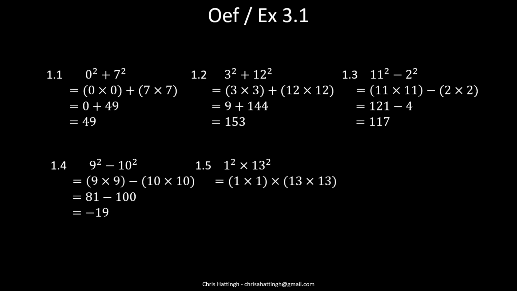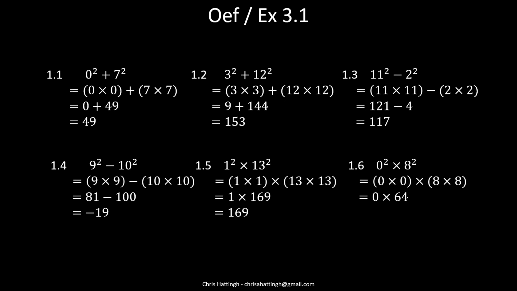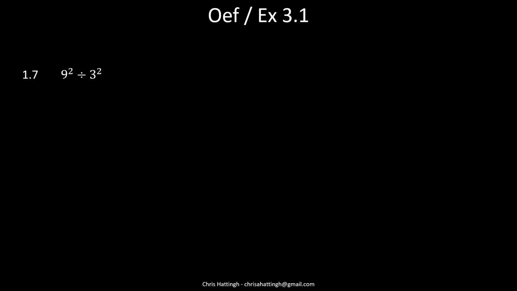Number 5, 1 times 1 times 13 times 13, that is 1 times 169, and that gives you 169. 1.6, it's 0 times 0 times 8 times 8, so it is 0 times 64, so that gives you 0. Number 1.7, it's 9 times 9 divided by 3 times 3. So it's 81 divided by 9, that gives you 9.